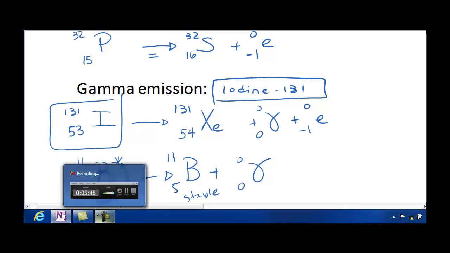Alright? Are we okay with nuclear reactions? This is the easiest thing ever. So as long as we know how to add 2 or subtract 2 or add 4 or subtract 4 or subtract 1 or add 1, we're good. We don't need a calculator for this one.